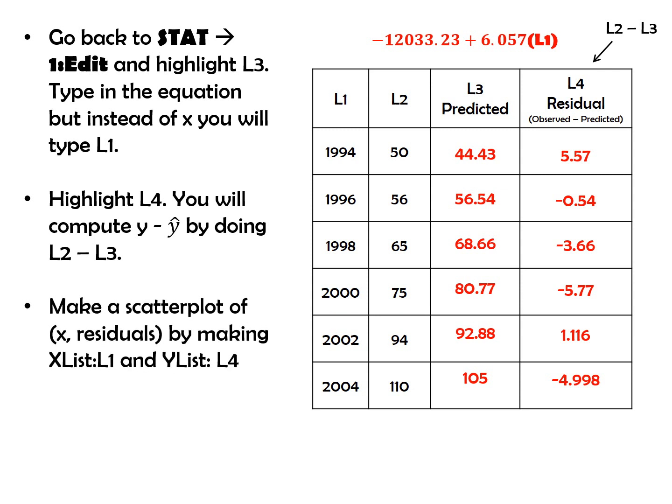Now we're going to make a scatter plot, except we want to be really careful because the scatter plot we want to make is residual plots. So our explanatory variable is still going to be X, which is L1, but our response variable is going to be our residuals, which is in L4. This is our residual plot.